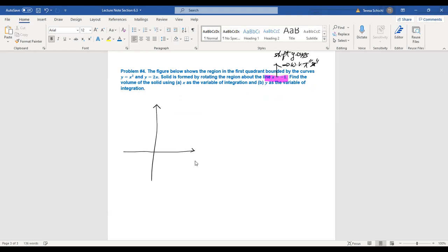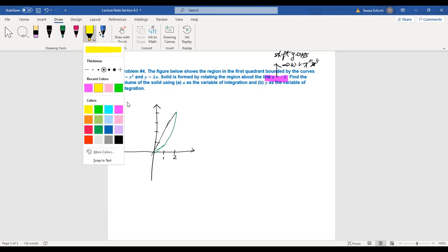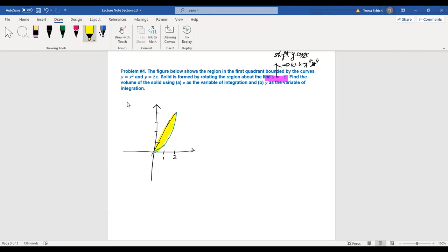Okay, so this one's here, y equals x squared. So this is 1, 2, 1, 2, 3, 4, something like that. So let's see here. y equals 2x is this one, and then I have this region here. So that's the area I'm trying to rotate.